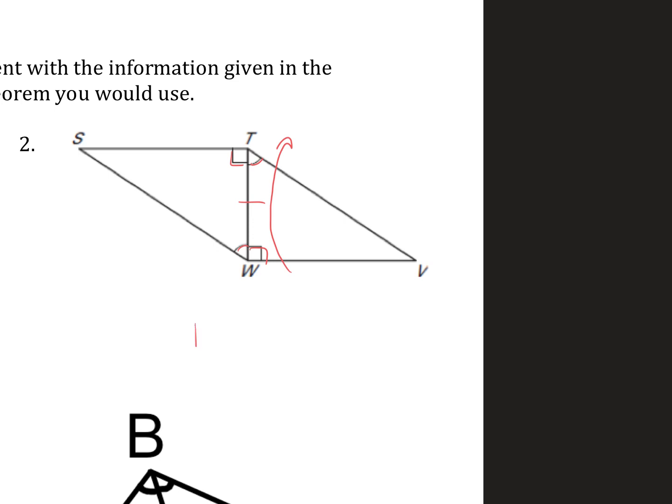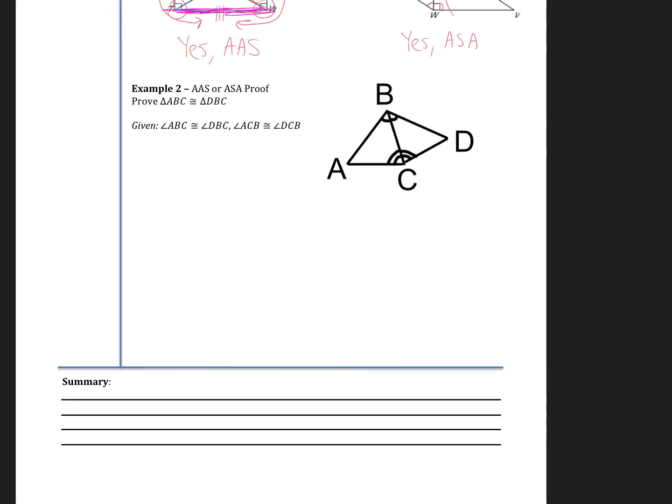So if we go around the triangle, we have angle, side, angle. So it's going to be yes. And we have angle, side, angle. Okay? The side is between the two congruent angles, so it's angle, side, angle. All right, sounds good. We have a proof here. Let's see how we do with this.